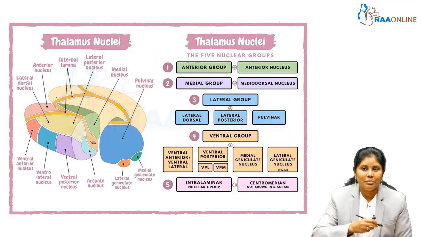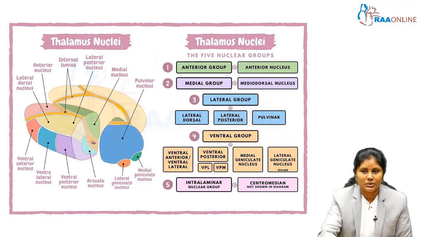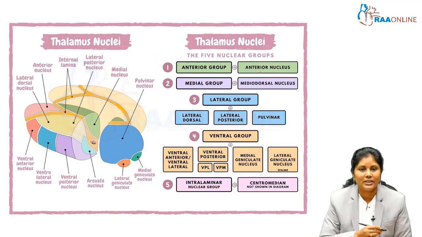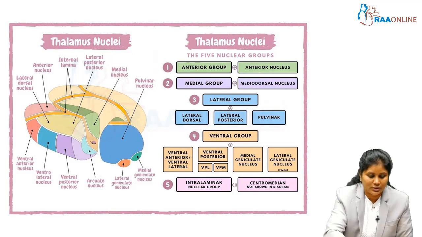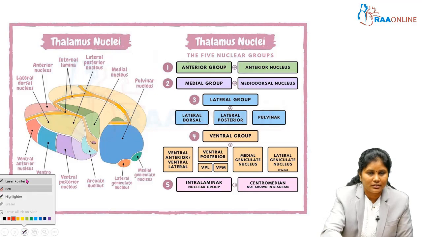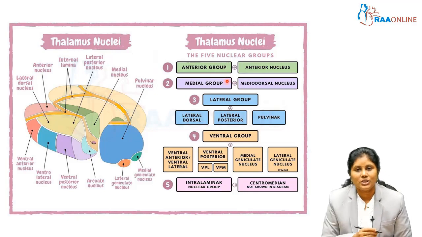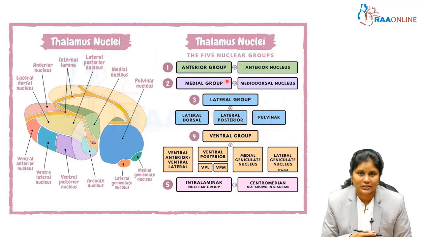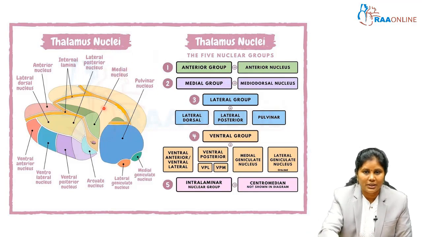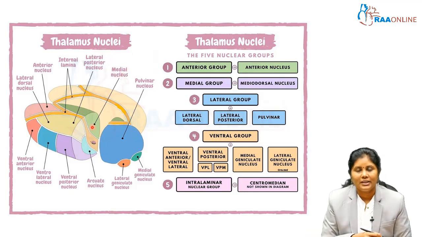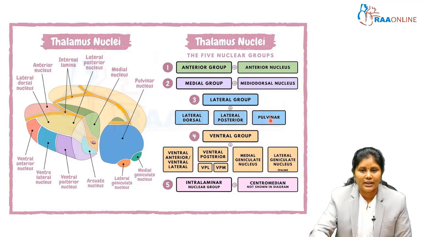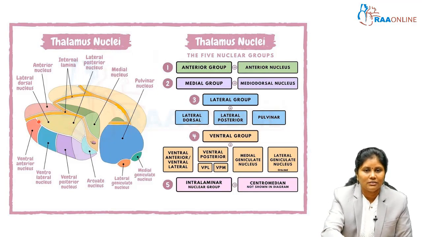Anatomically, the thalamic nuclei have 5 groups. One is the anterior group, which is composed of the anterior nucleus of the thalamus. Here is the anterior nucleus of the thalamus. Next is the medial group, which includes the mediodorsal nucleus. Here is the mediodorsal nucleus. Then we have the lateral group. The lateral group includes lateral dorsal, lateral posterior and pulvinar. You can see here the pulvinar is here, lateral posterior is here, and lateral dorsal will be here.